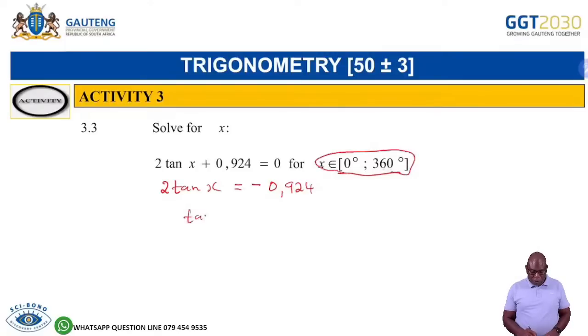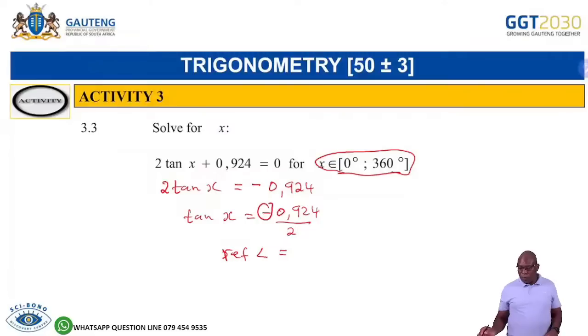Then the tan of x will be equal to negative 0.924 divided by 2. Leave it like that. You don't have to divide it by 2 and get the values. If you want to, you can do that, but I'll prefer it like that. So I'll get the reference angle. Seeing that I've got a negative here, I need to get a reference angle. So I'll go to my calculator, shift tan, fraction button, put it as it is, negative 0.924 divided by 2. Then from there, your reference angle comes up.